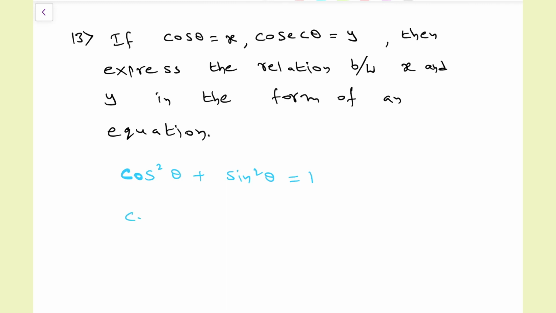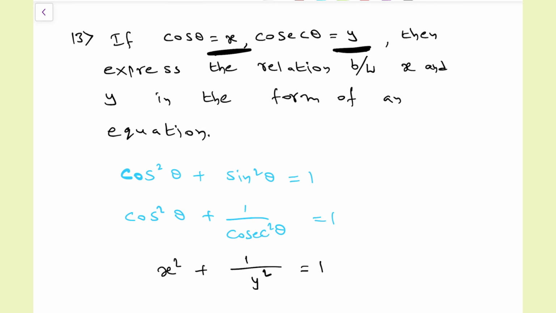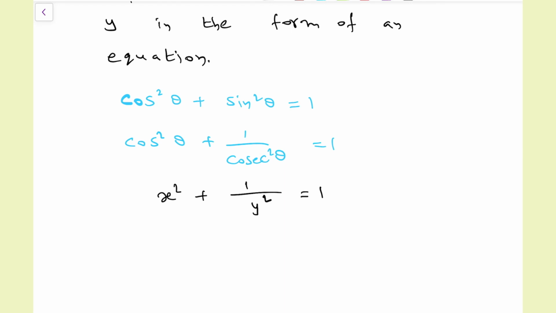Here cos square theta I am writing as it is, plus sine and cosec are both reciprocals. So sin square theta can be written as 1 by cosec square theta. Now cos theta value he gave as x, so cos square theta will become x square, plus 1 as it is by cosec theta is given as y, then cosec square theta will become y square, equals 1. So this is the relation between x and y in the form of an equation: x square plus 1 by y square equals 1.